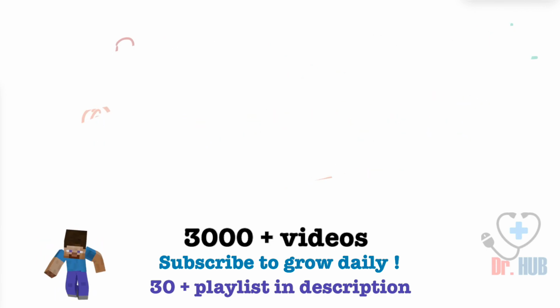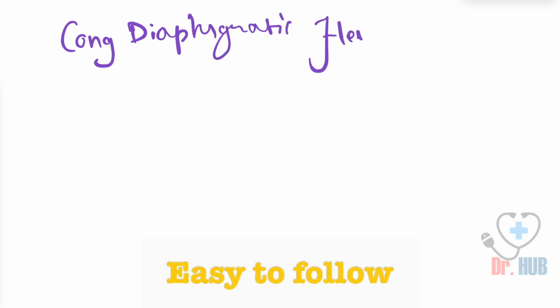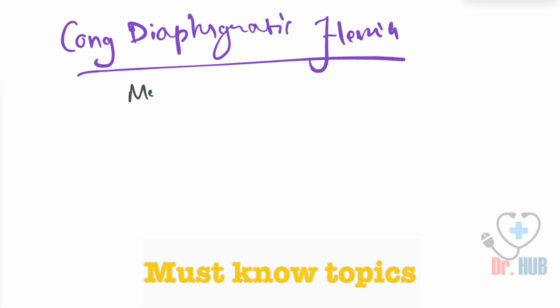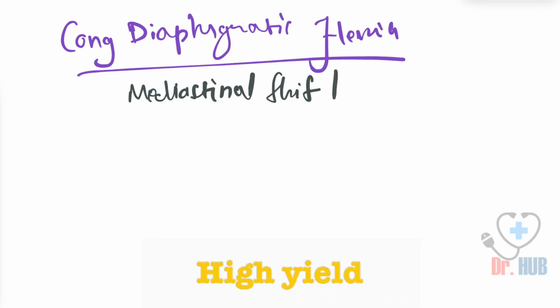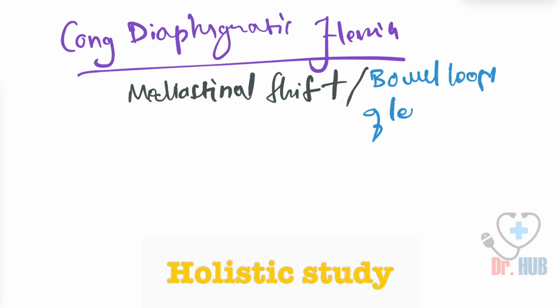To begin with, we'll look at the congenital diaphragmatic hernia. So this is basically, there is a mediastinal shift. Then there are also bowel loops in the left hemithorax.